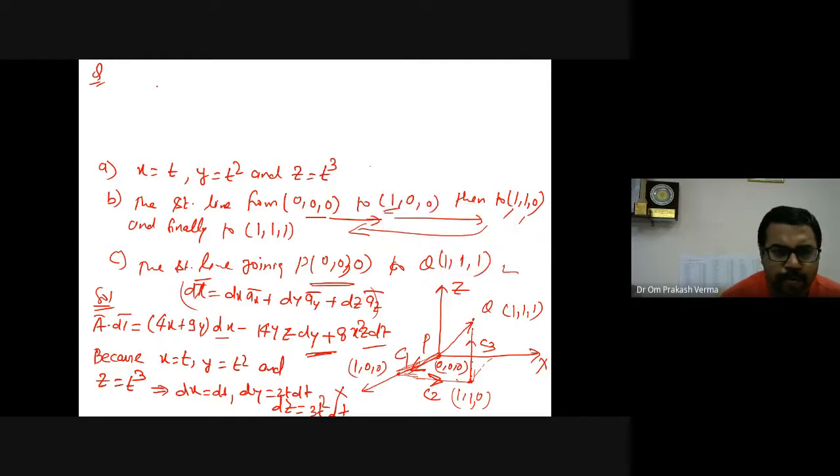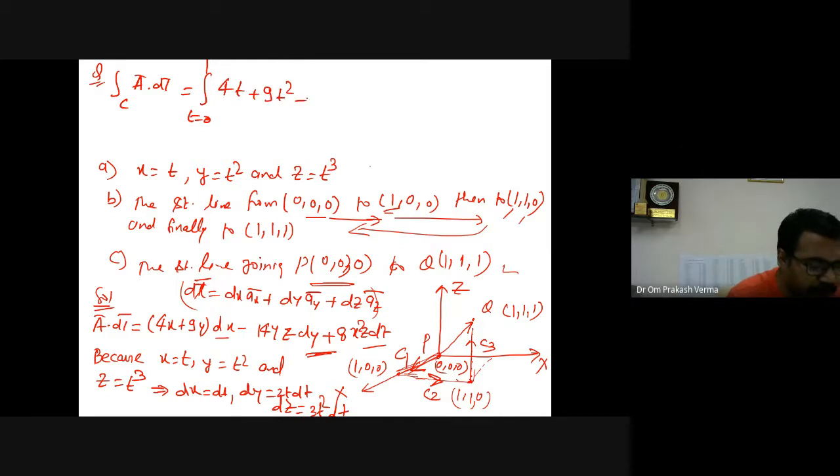Okay, so you can put these values and find the line integral of A vector dot dl vector, with t varying from 0 to 1. After putting in all these values, you will get the integral of 4t plus 9t square minus 28t to the power 6 plus 24t to the power 7 dt. When you solve, it will be equal to 4.